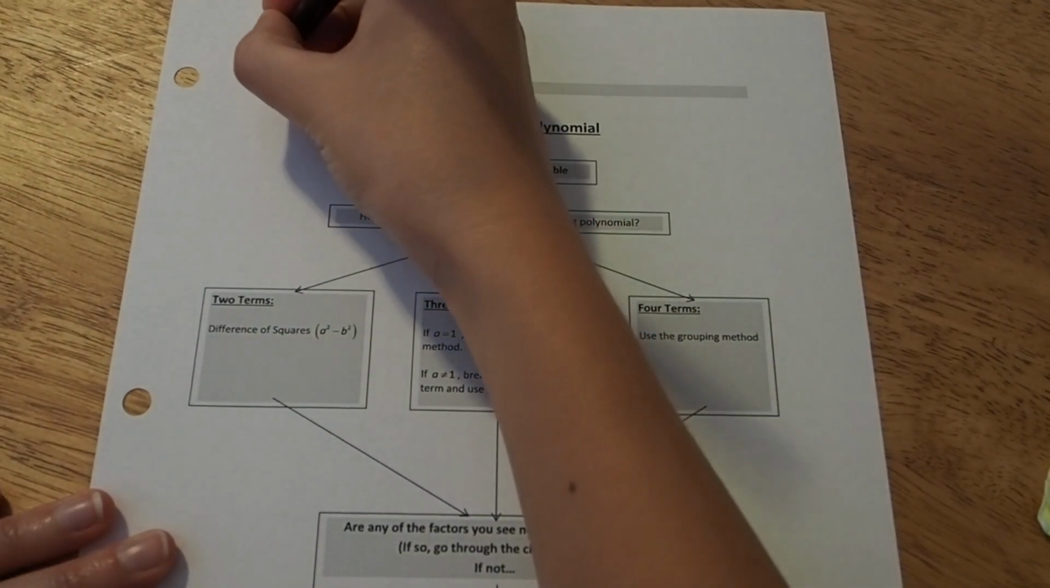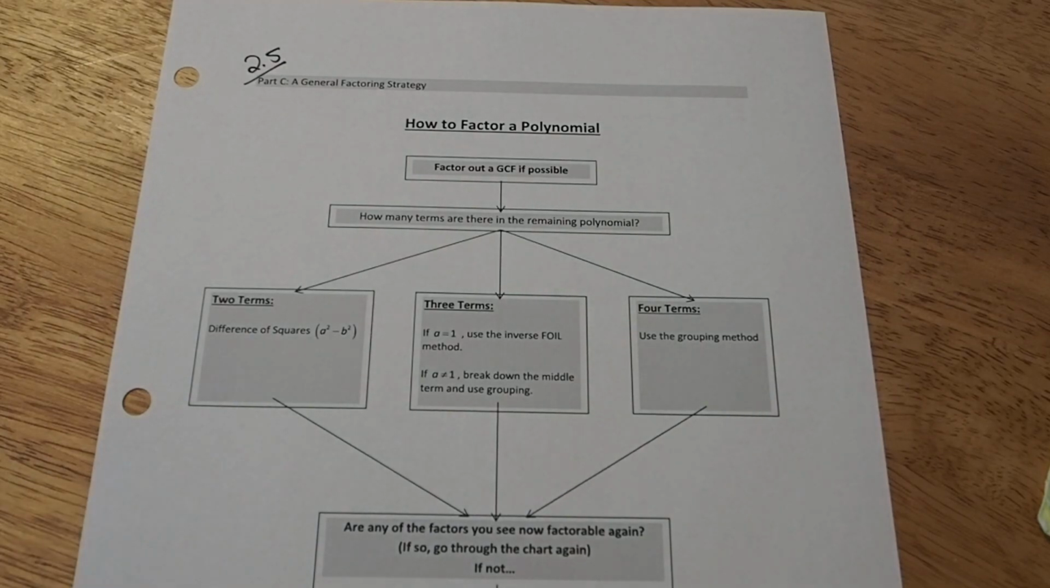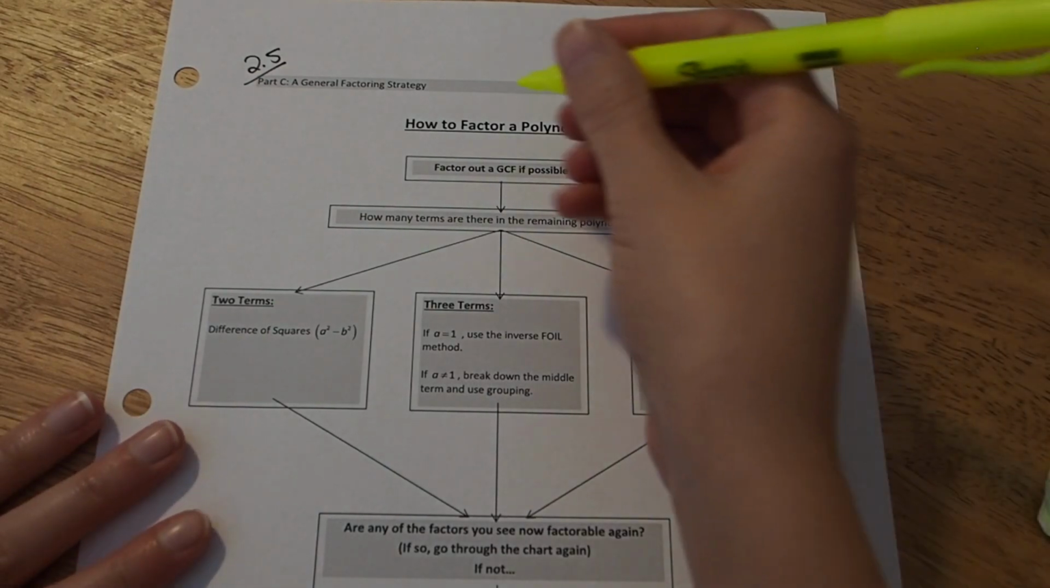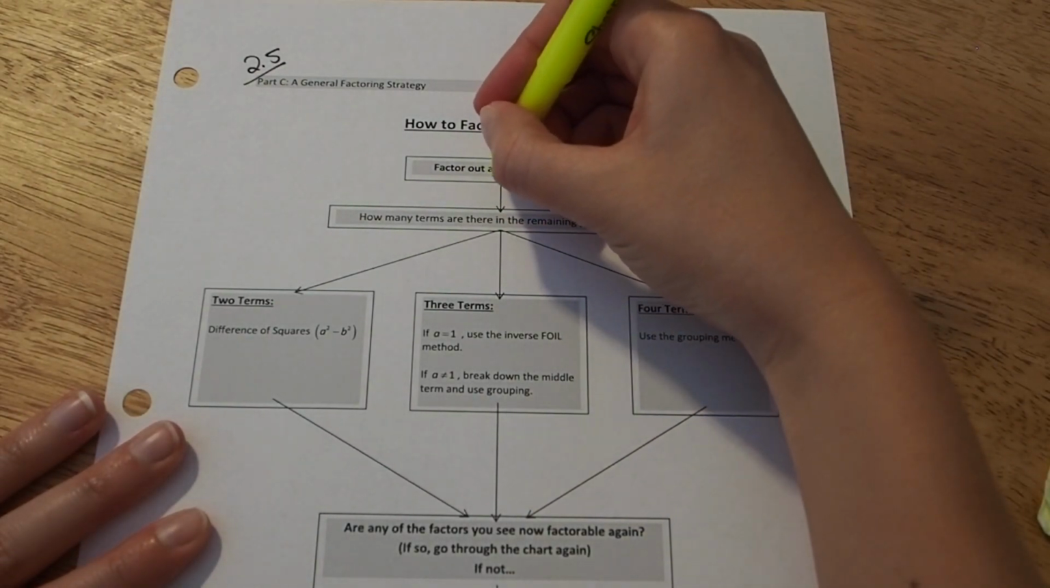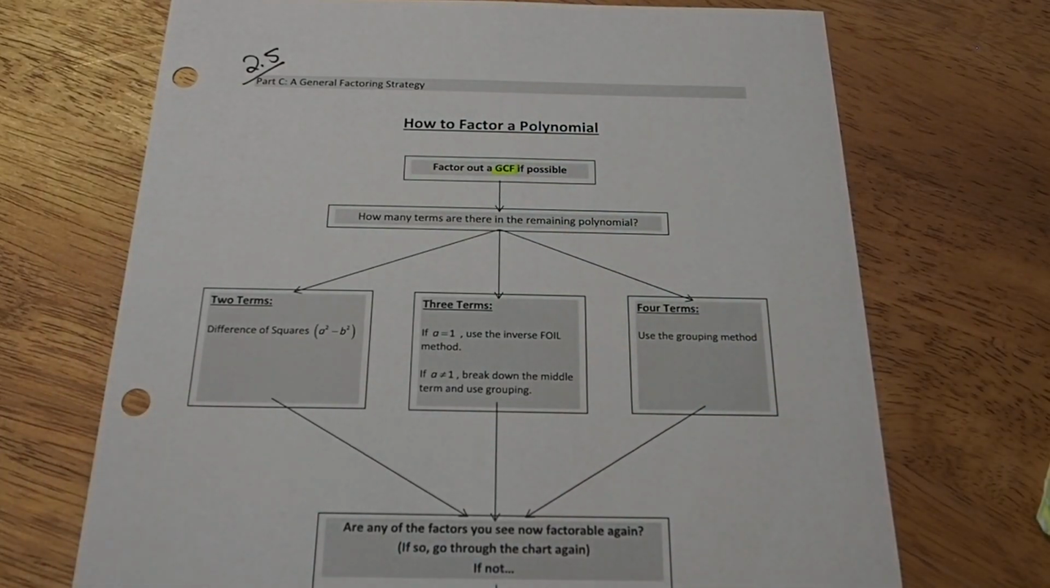This is section 2.5, looking at part C, which is a general factor strategy. So we're going to put all of our factoring strategies together. This first page right here is just a reminder of the things that we need to look for when I'm trying to decide what my factoring strategy is. First, you always want to look for a GCF no matter what the problem looks like. If there's something in common, you want to factor that out first.